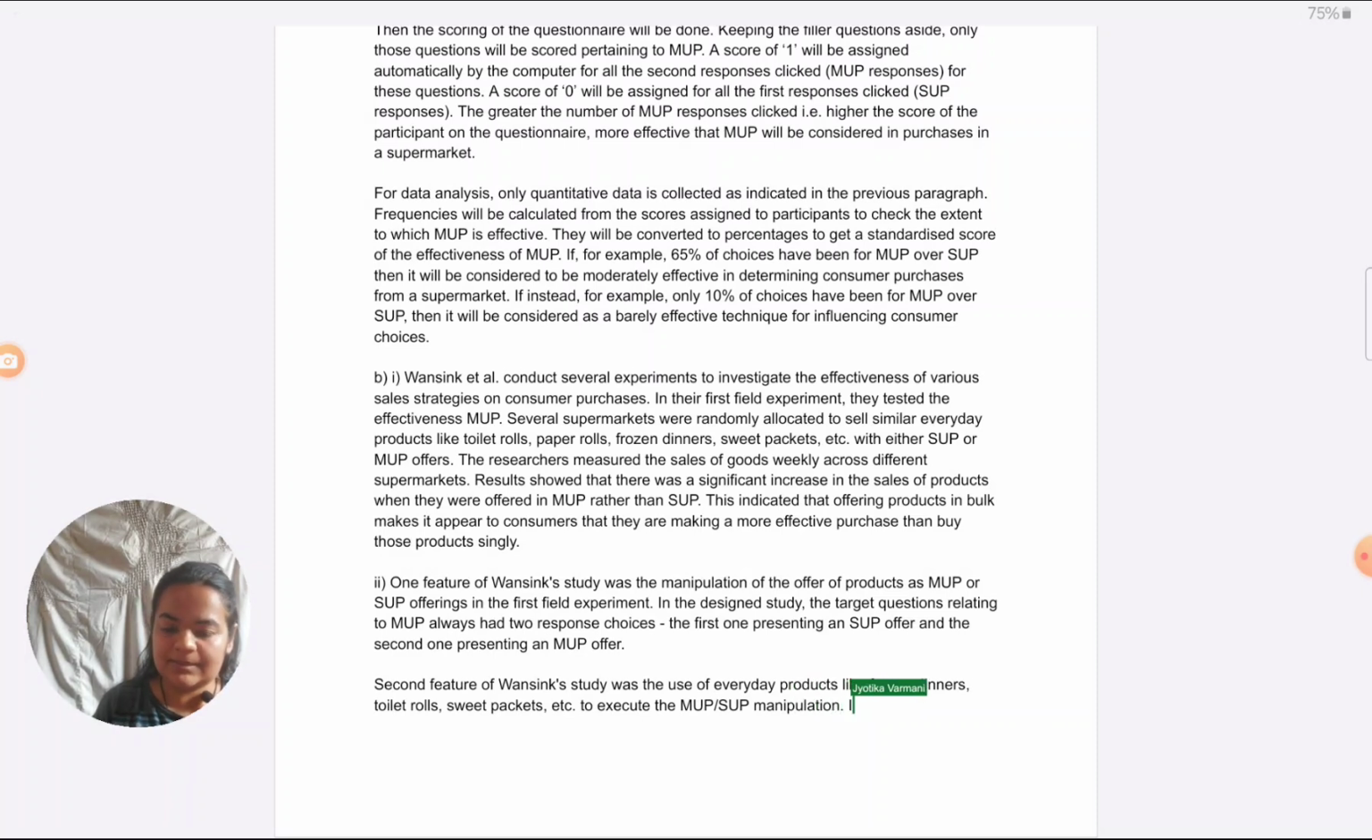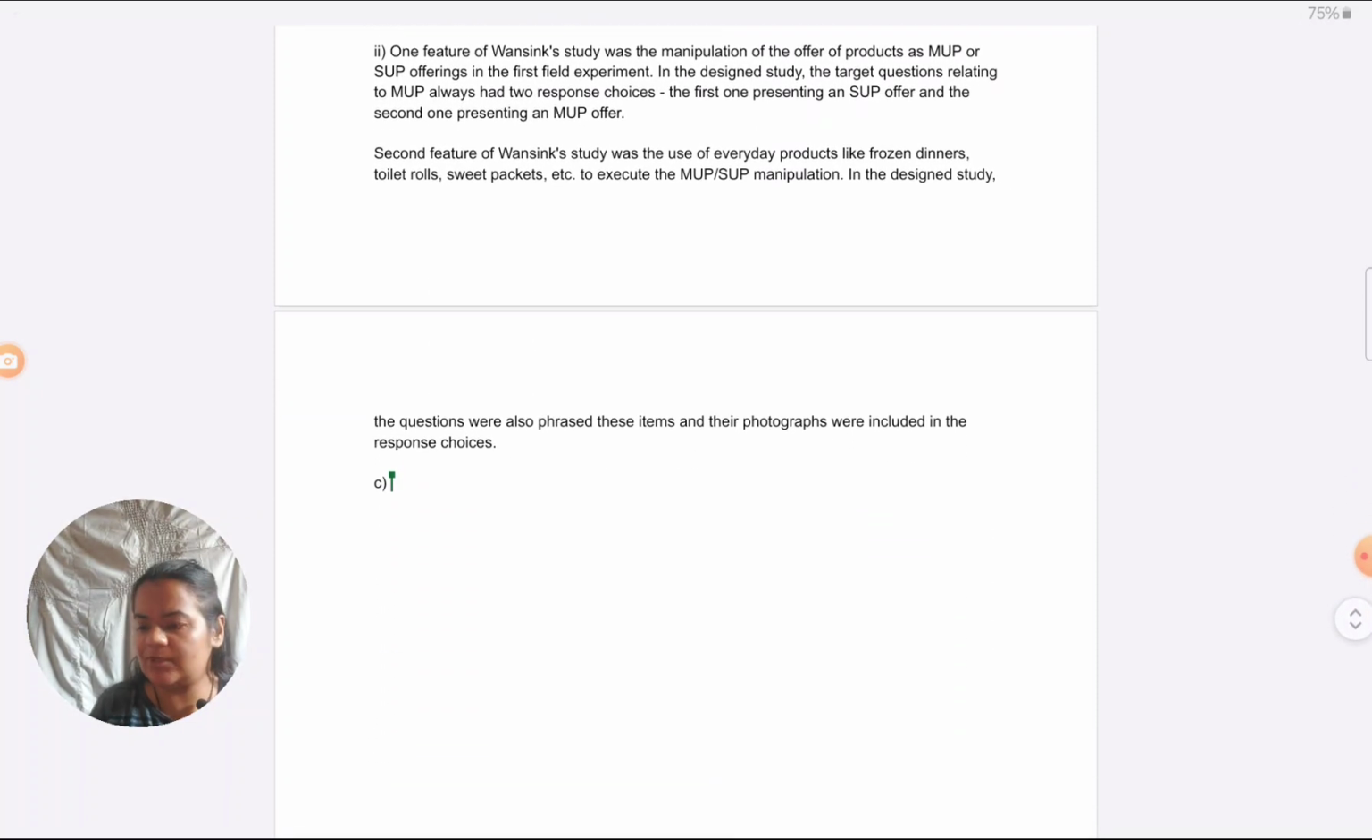In the design study, the questions were also phrased around these items and their photographs were included in the response choices. That's all I need to write. Like I don't need to justify why I have selected these features only. They've just asked me that I need to relate. They've not said justify why you have taken the feature. So I've just pointed out, okay, these are the 2 features I have linked.